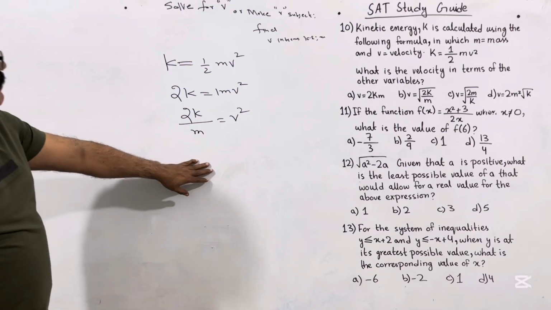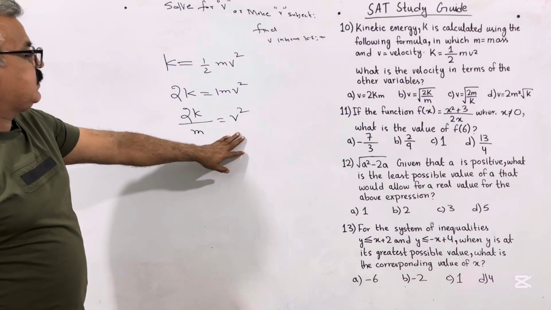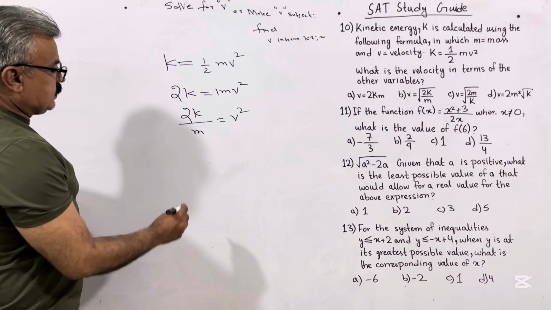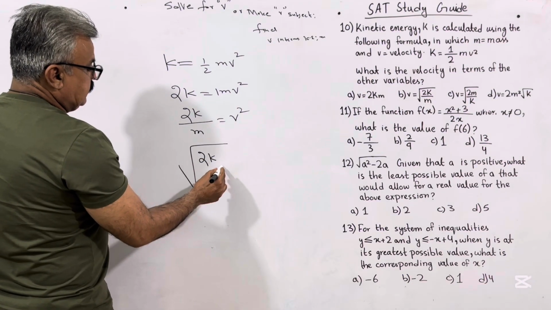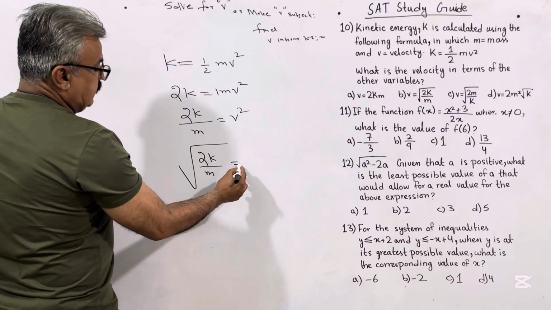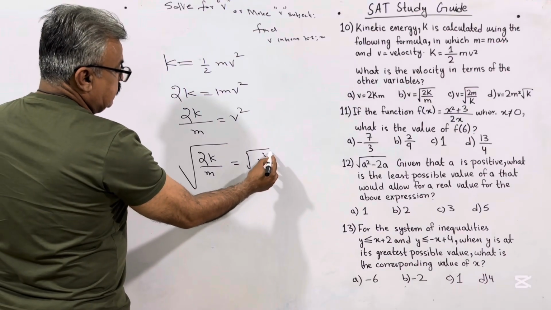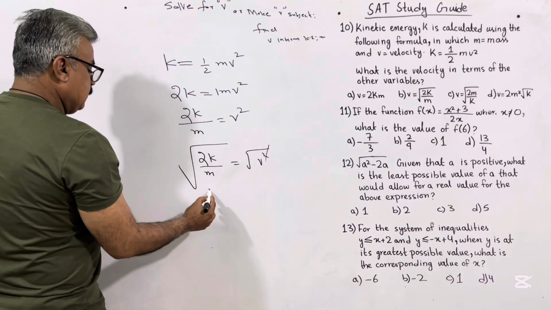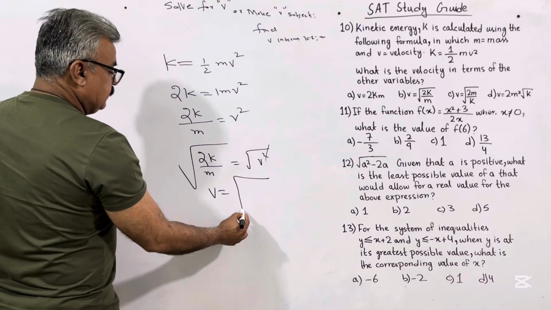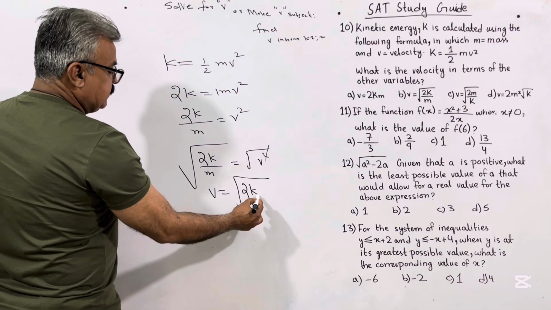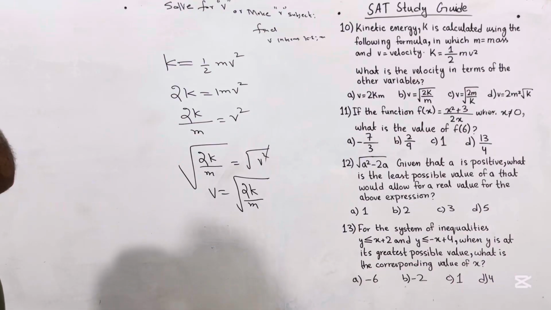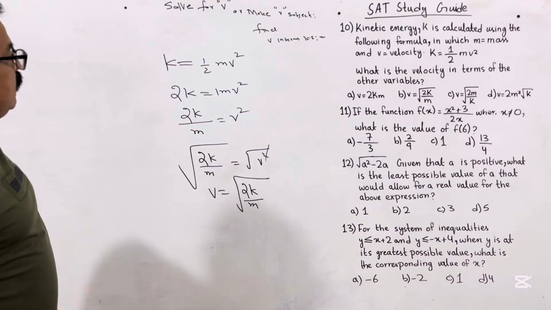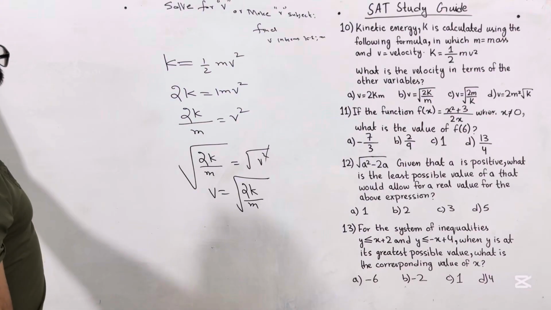We are interested simply in v, not v square, so taking square root on both sides. We have 2 times k over m is equal to v square. Square and root cancel. So we have v is equal to root of 2 times k over m. It is a simple way to solve for v.